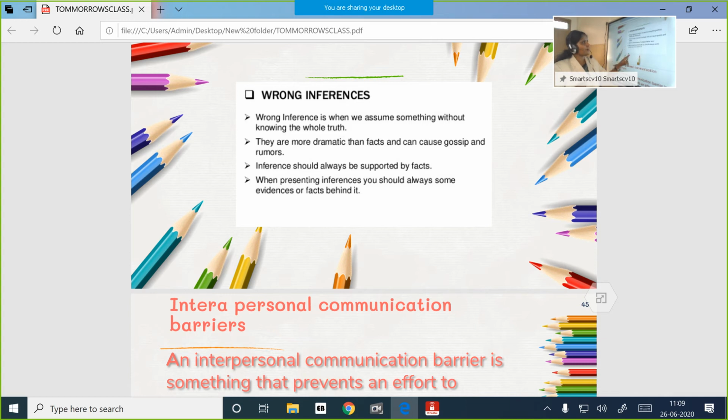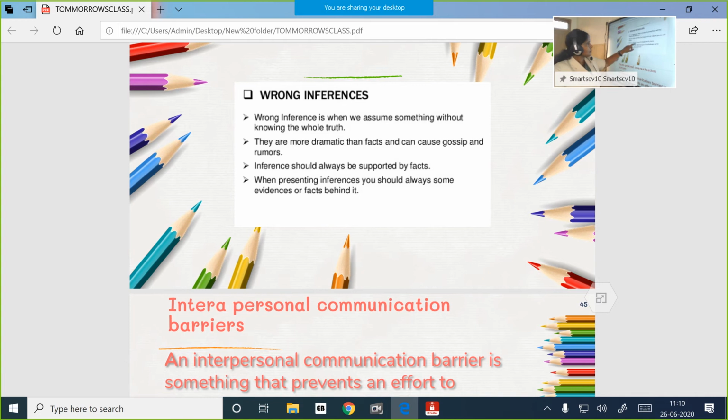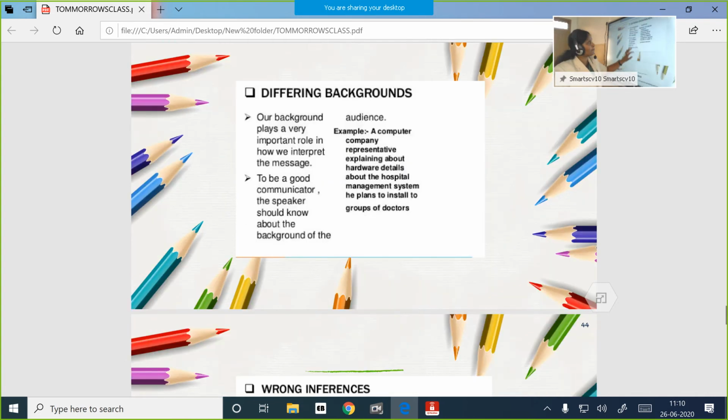There are some dramatic facts that can cause gossip and rumors. So some people are very afraid to speak up because they think about what other people will think, and if we don't know the full details, we needn't speak because there will be rumors. When we speak without knowing, other people will think, oh, this person knows everything and is acting too smart. Because of all this, people never speak up. Understood? Now that is about intrapersonal barriers.